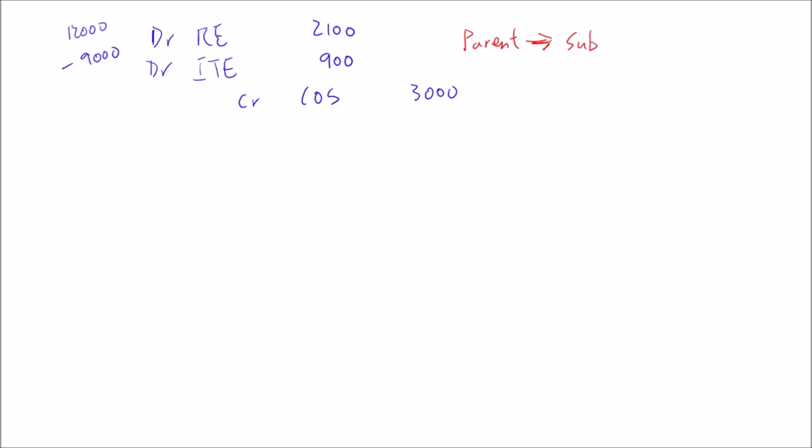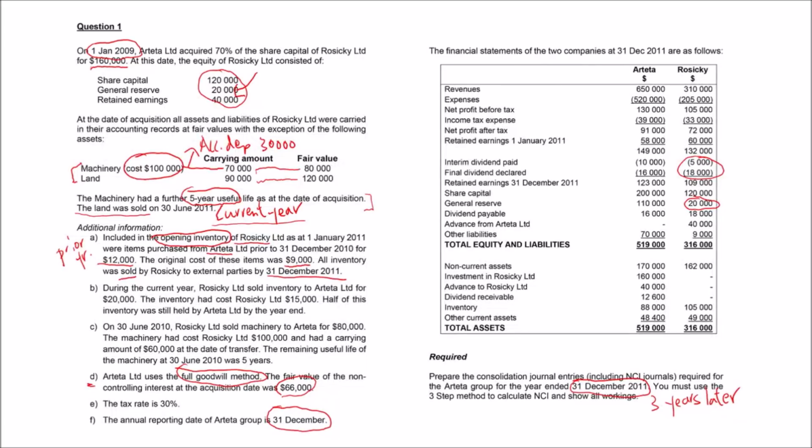What that means is that it's not going to affect NCI. Parent is the seller. Parent is the entity that recognized the unrealized profit. It didn't affect the subsidiary. It's not going to affect NCI. Moving on, let's look at additional information B.